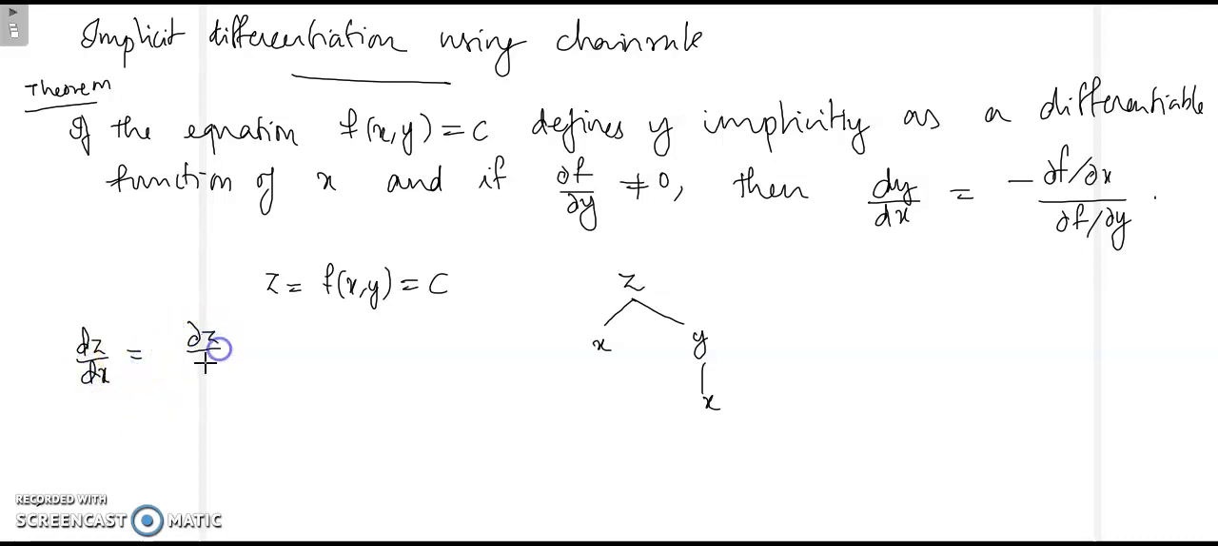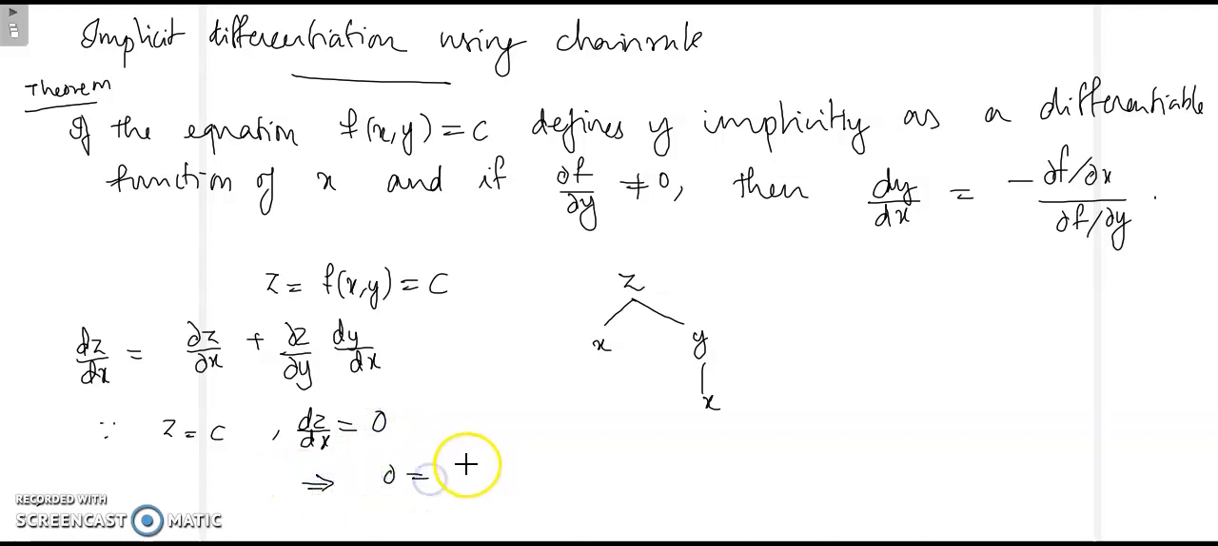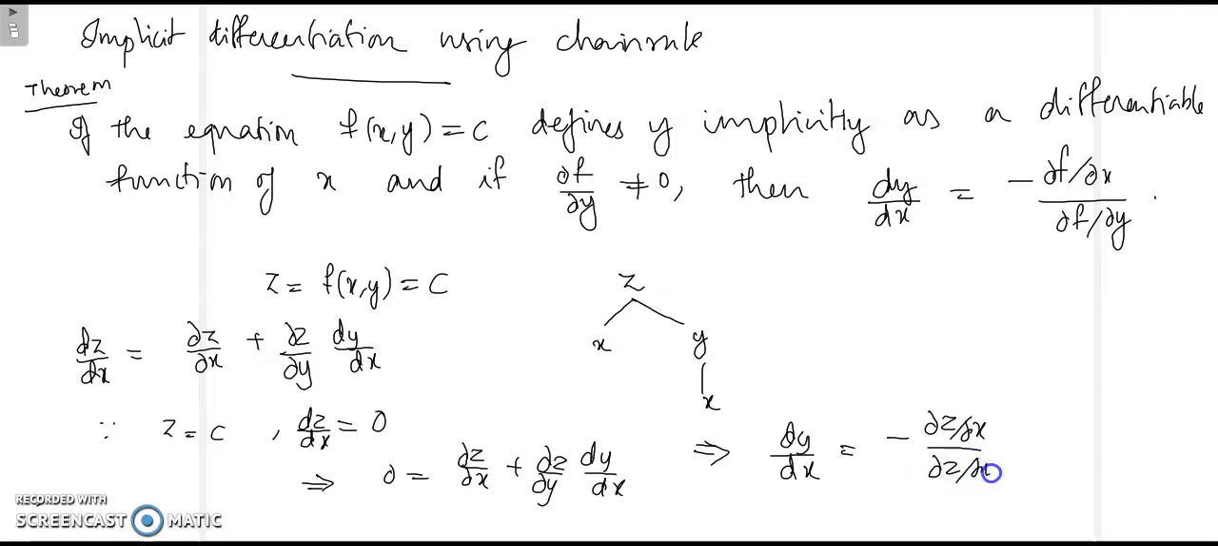So dz by dx will be dou z by dou x plus dou z by dou y into dy by dx. Now since z is equal to c, the derivative dz by dx will be 0. So that gives 0 equal to dou z by dou x plus dou z by dou y into dy by dx. So from this we will get dy by dx equal to minus dou z by dou x by dou z by dou y. Now z is f of xy, so this can be represented as minus dou f by dou x by dou f by dou y. So that is how we arrive at the formula. So dy by dx will be minus dou f by dou x by dou f by dou y.